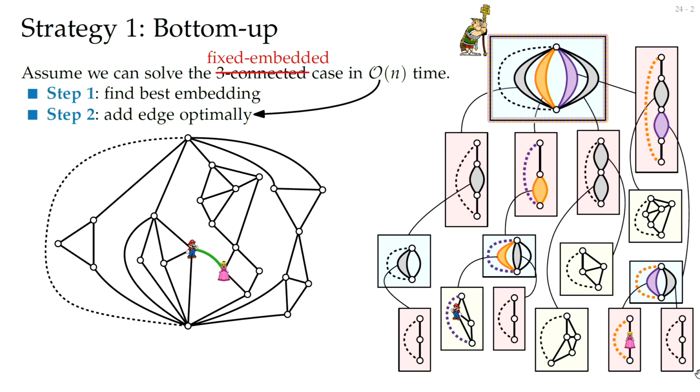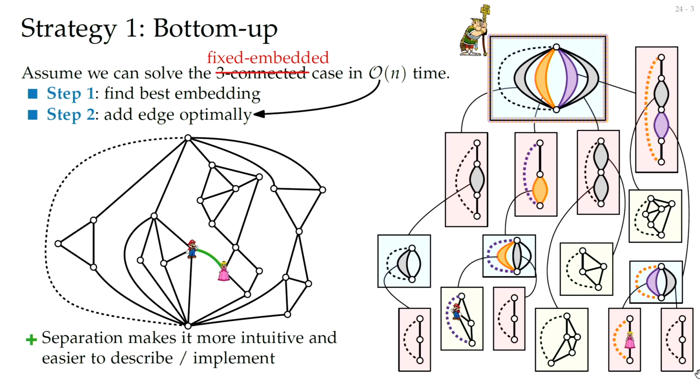But the thing I don't like is that it's not clear to me why what we're doing here is optimal. We're just somehow fixing the embedding, and in the end we say now we optimally add the edge, but we only added optimally to this embedding that we computed. Why was this good? This is not clear to me from this algorithm. So what's good is that with the separation, it's quite easy to describe and implement. So if I would try to implement this algorithm, I would probably do it this way. First fix the embedding and then add the edge. But it's not so easy to prove that what we're doing here is really correct.